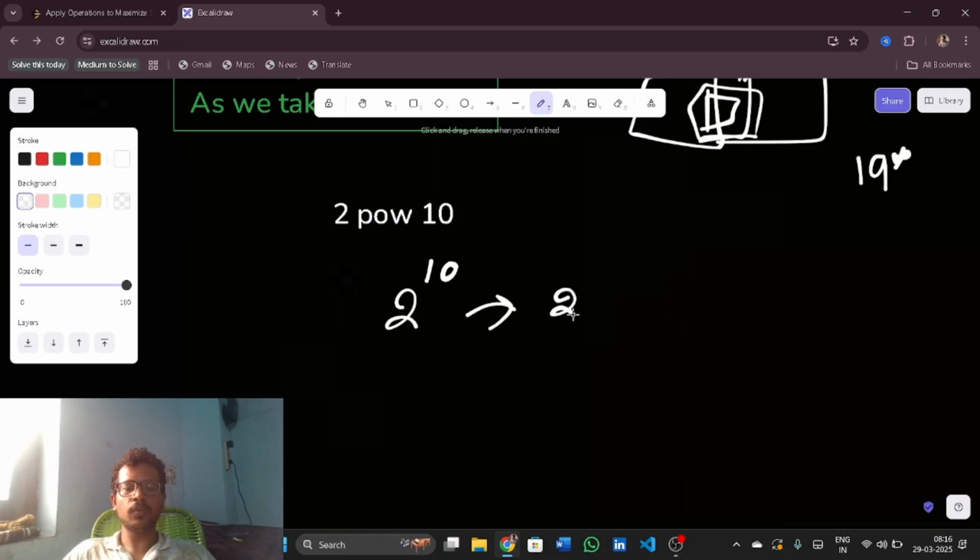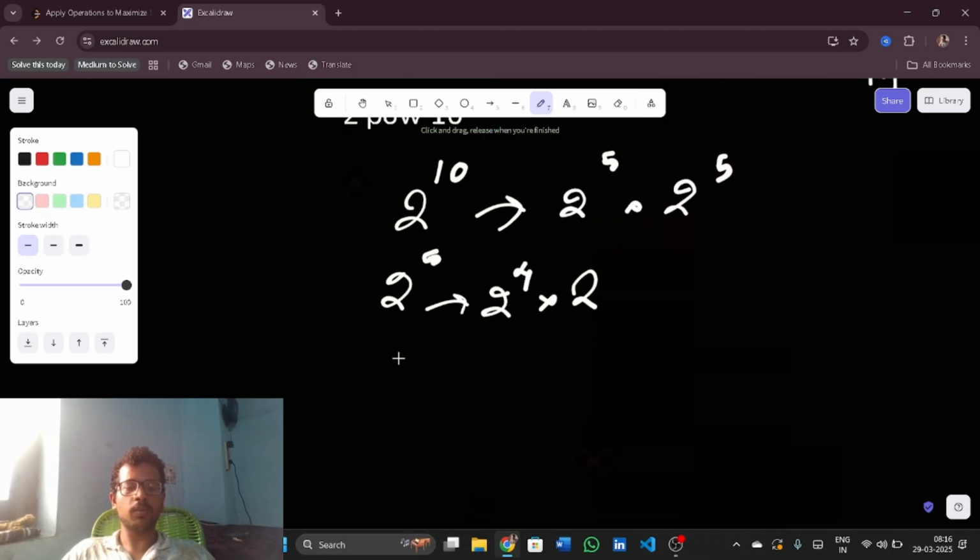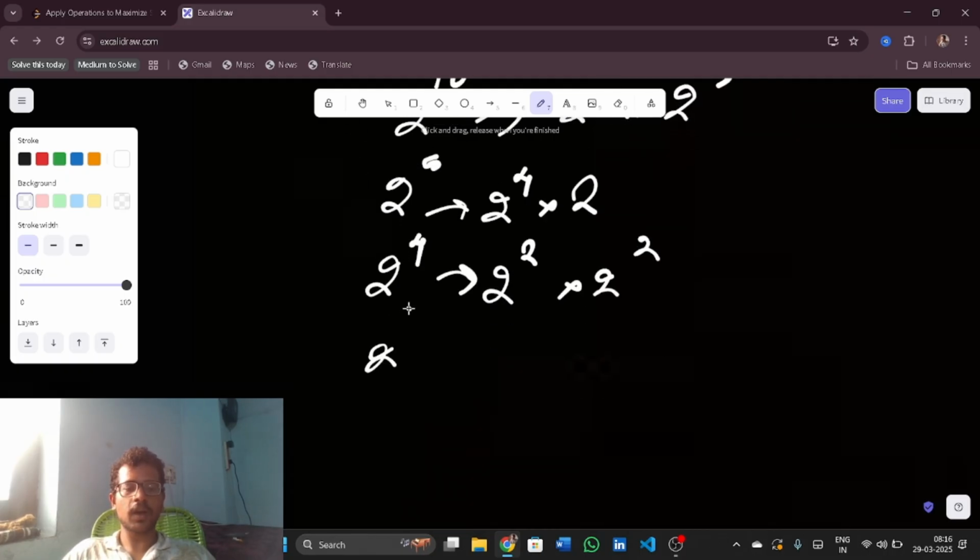something like 2 power 5 into 2 power 5. Now, how do I write this 2 power 5? I would write 2 power 5 as 2 power 4 into 2. Now, how do I write this 2 power 4? 2 power 4 is written as 2 square into 2 square. Now, how do I write this 2 square? 2 square is written as 2 into 2, 2 power 1 into 2 power 1.